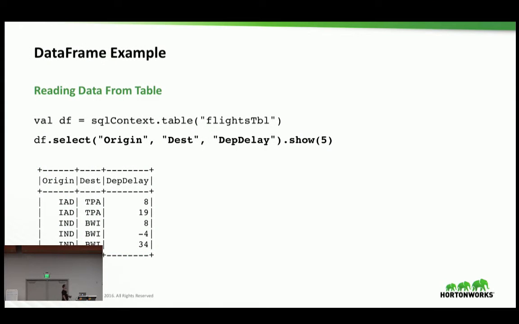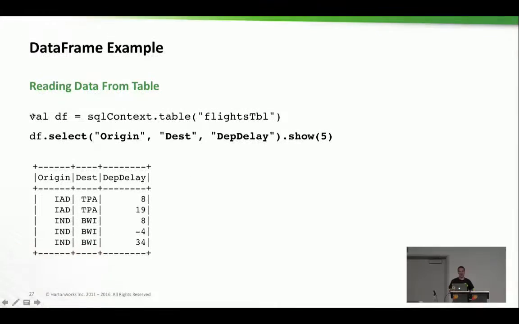Say this is Scala syntax. The only thing here that's Scala-based is declaring this value. But say you have this flights table that has already been defined, and you're using a SQL context to bring it into a data frame. In the data frame API, if you want to query for three columns, you use data frame select, and you specify the column names: origin, destination, and departure delay.